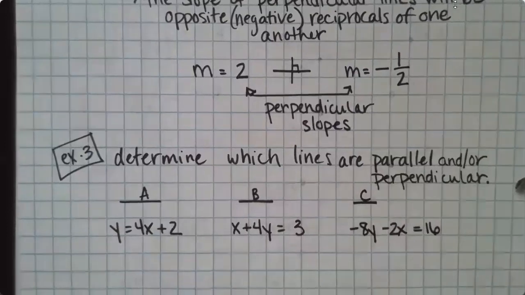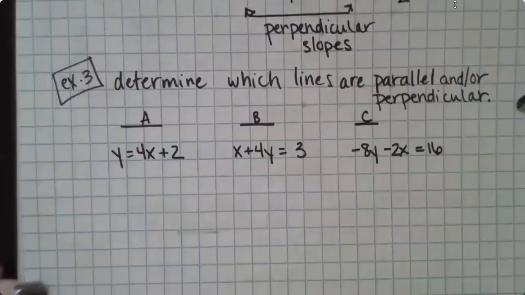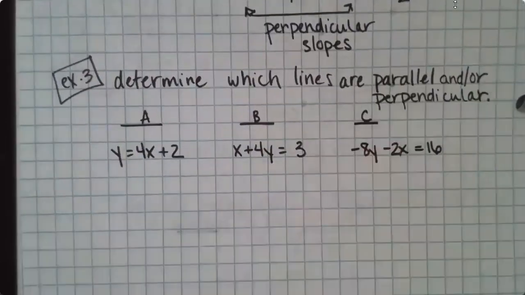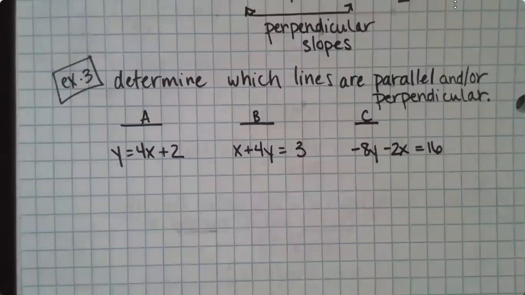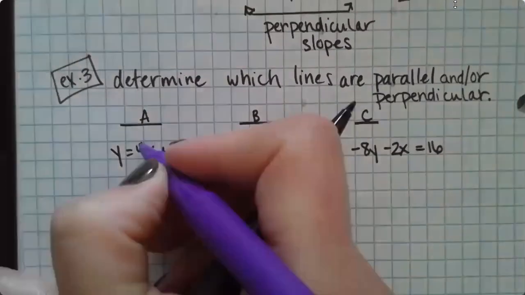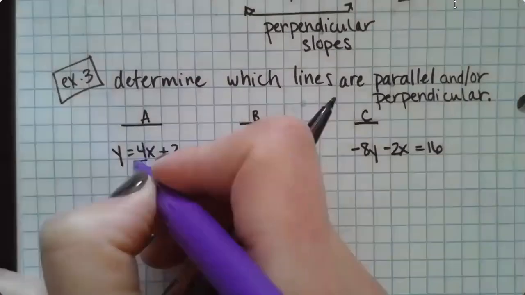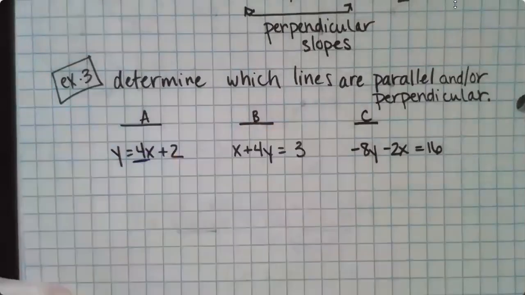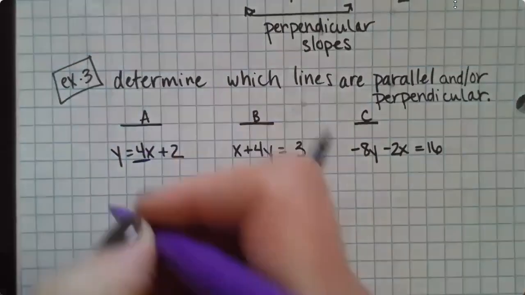Now, in order to determine if these three lines are parallel or perpendicular to one another, we need to get them into a form where we can easily see the slope. Line A is in slope intercept form, where we can see the slope. So the slope of line A is 4.